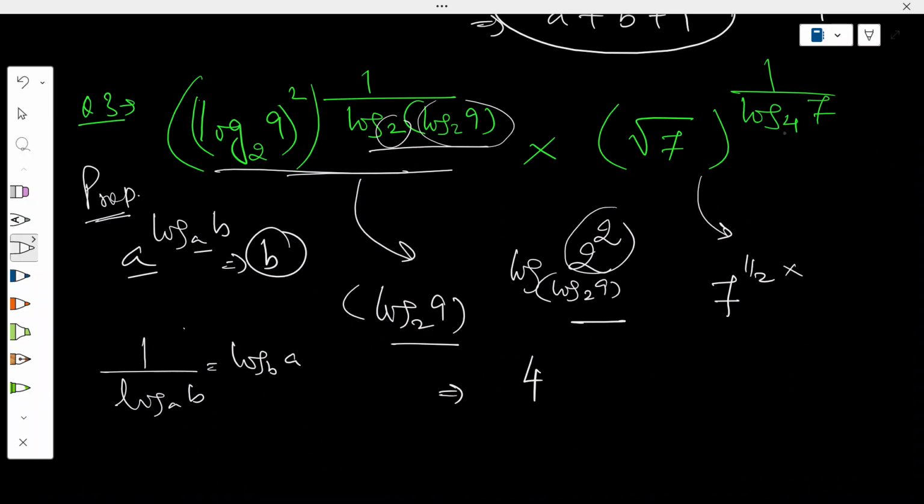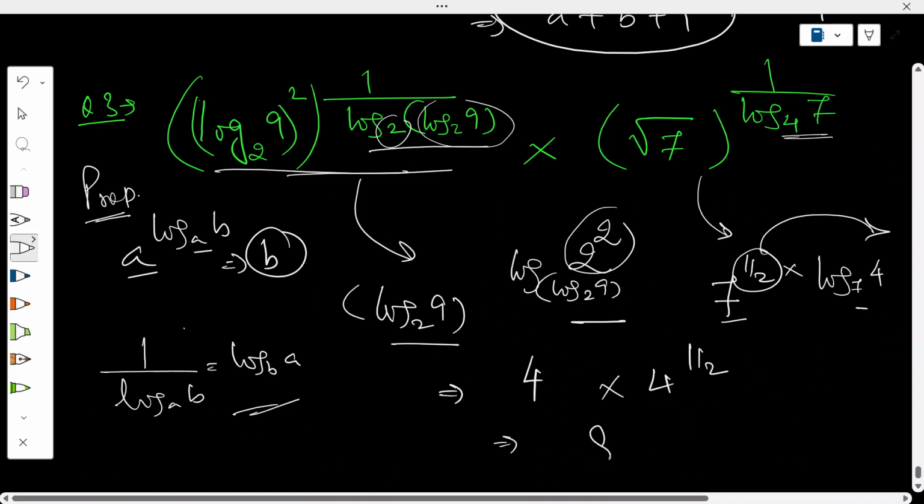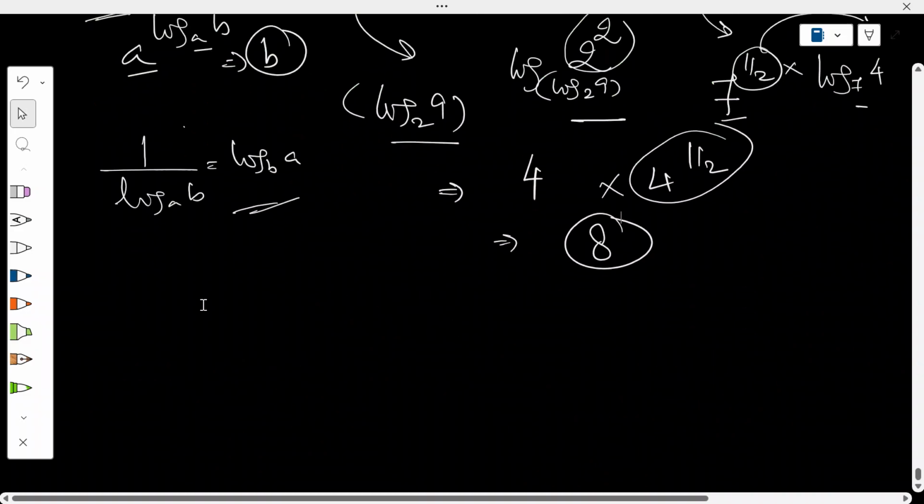into, similarly using this property, we can write this as 7 4, and this we can make to the power, and since 7 and 7 is here, it will basically translate to 4 to the power half, and our answer would be 8, because 4 to the power half is 2 and 4 times 2 is 8.